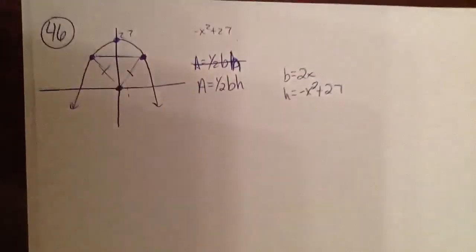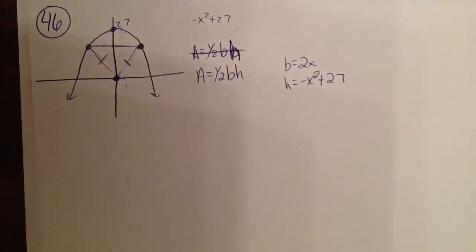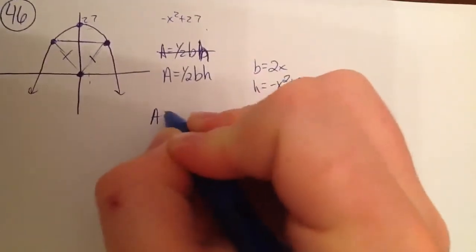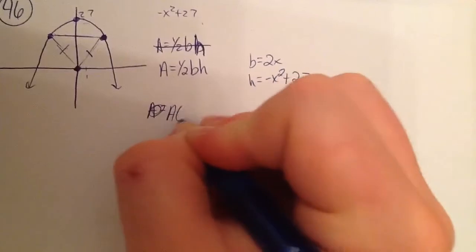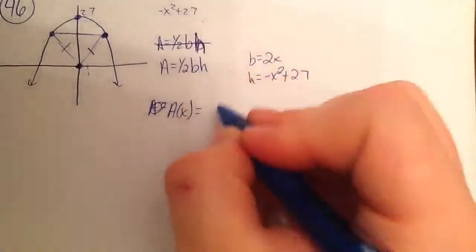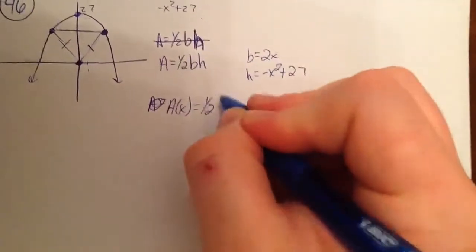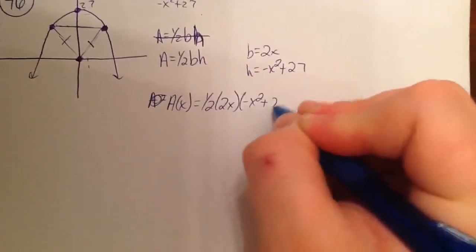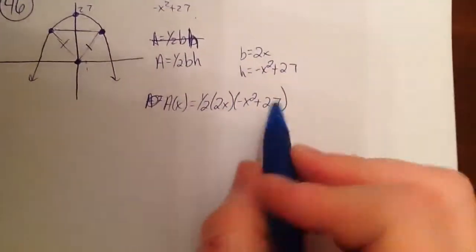So there's my base and my height. So now, what are we trying to do here? Maximize largest area. So we're maximizing the area. So my function for area will be 1/2. The base is 2x. The height is negative x squared plus 27. And I'll use my calculator to maximize that.